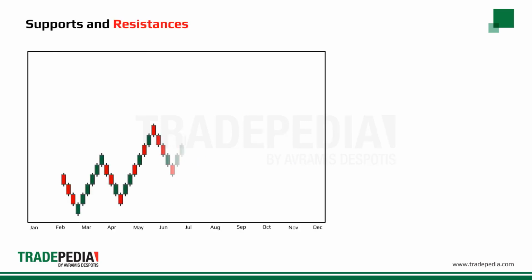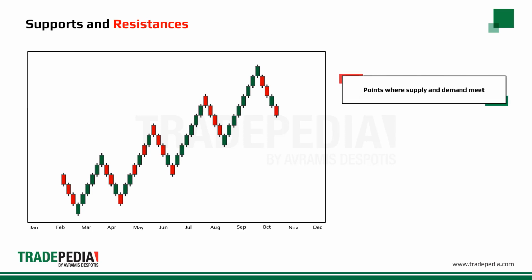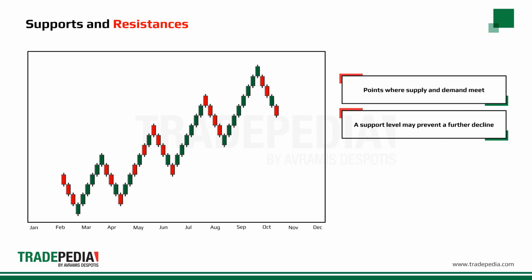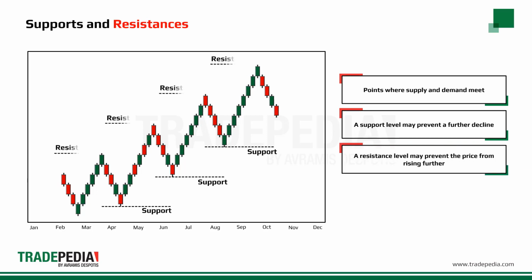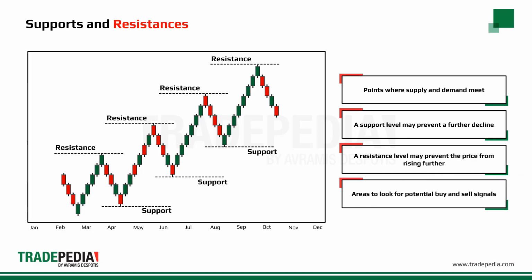Supports and resistances represent points where the forces of supply and demand meet. Support is a price level at which demand is thought to be strong enough to prevent a further decline. Resistance is the price level at which selling is thought to be strong enough to prevent the price from rising further. Traders use supports and resistances as areas to look for potential buy and sell signals.